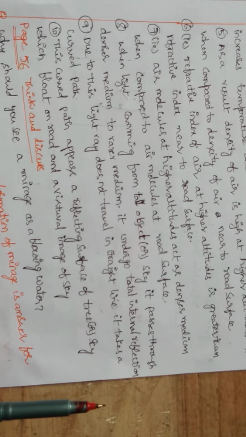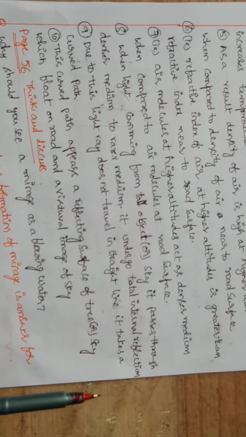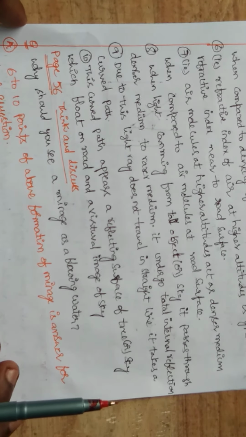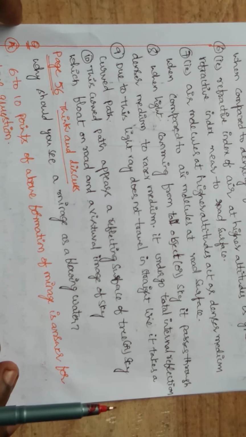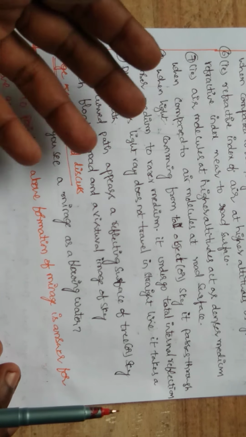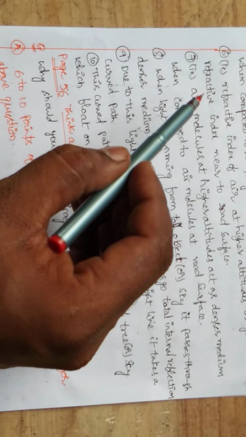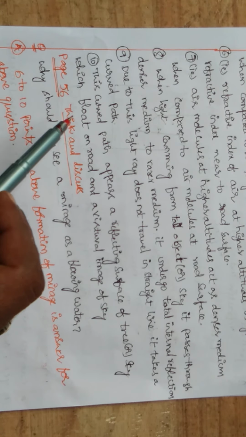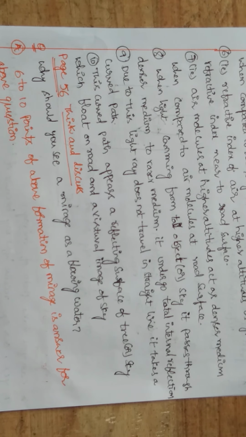Now if you observe the same page number 56, Think and Discuss, one question is there: why do you see the mirage as floating water? For this question, the answer is there in the above. If you understand points 6 and 7 and 8, then it becomes the answer for that question.